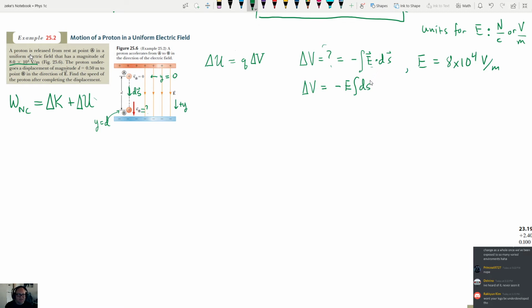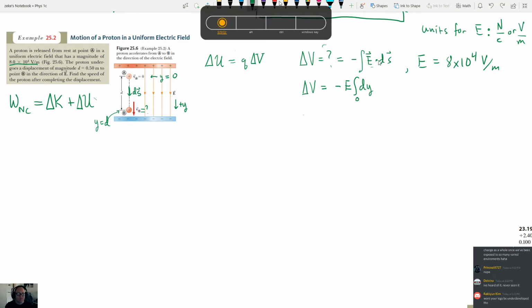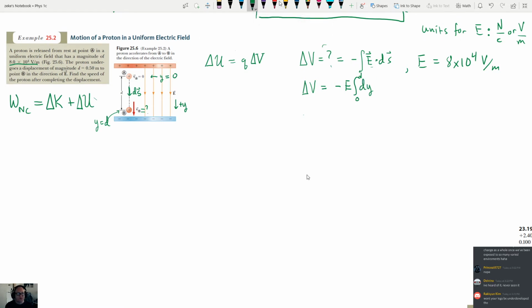And realistically now, it's like the integral of dy, basically, because we're using things in dy, okay? So we'll just write it as the integral of dy now. And we'll be integrating from 0 to d, right? I don't know if that's hard to read. It's probably hard to read. Integral from 0 to d. Okay, so that's going to be negative E times d minus 0. So now we get that delta V is equal to the negative of the electric field multiplied by the distance.